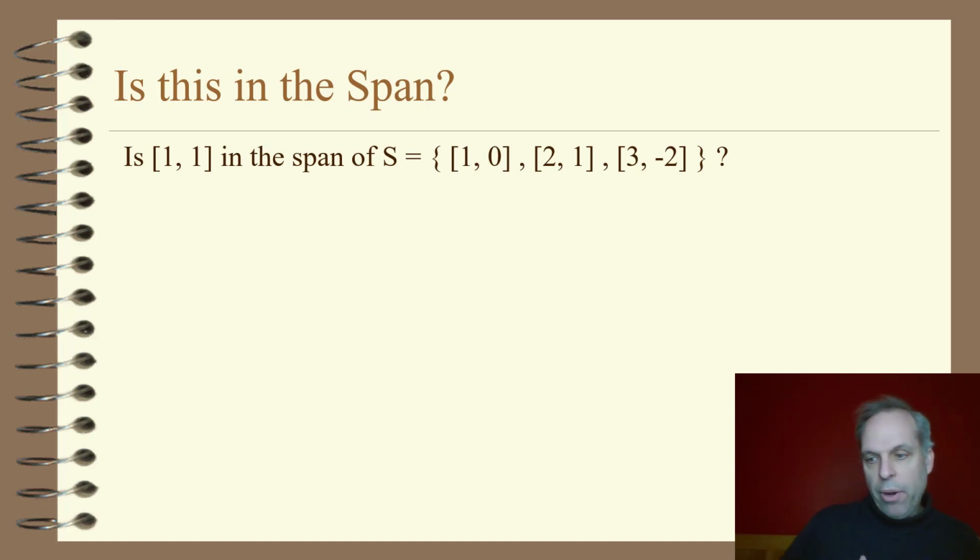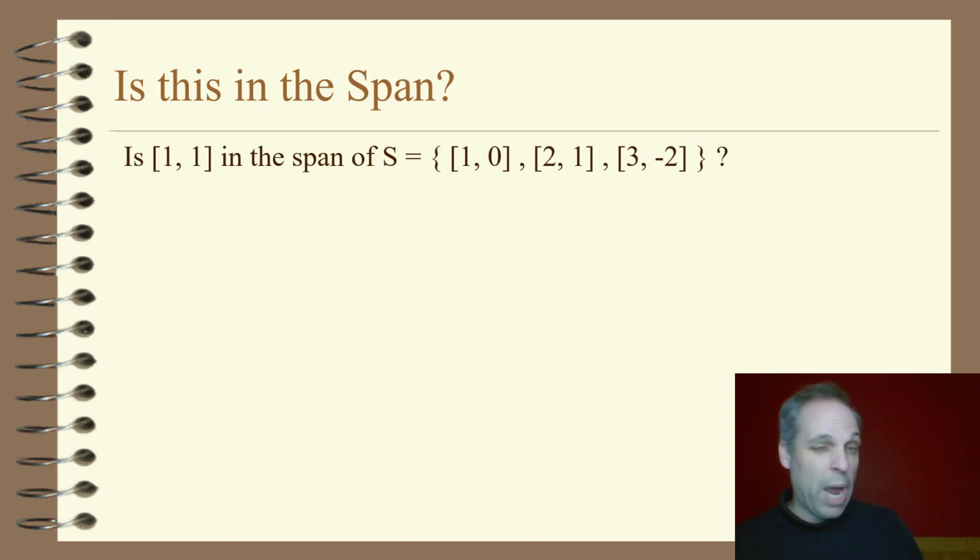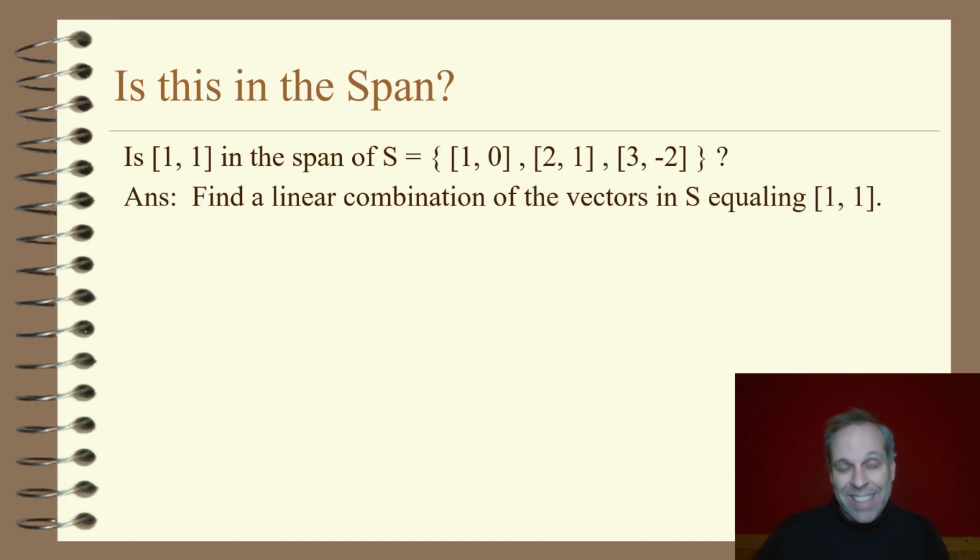So in order to get you a better feeling for how to describe what a span is, let's figure out if a certain vector is in a span. This is just a matter of looking at the definition. I want to know, is the vector (1, 1) in the span of these 3 vectors? To do so, that just means, is there a linear combination of those vectors that adds up to (1, 1)? We don't care how many linear combinations are possible. We just want to know, is there one such linear combination?